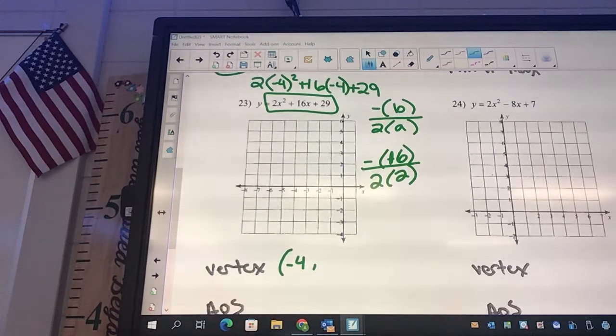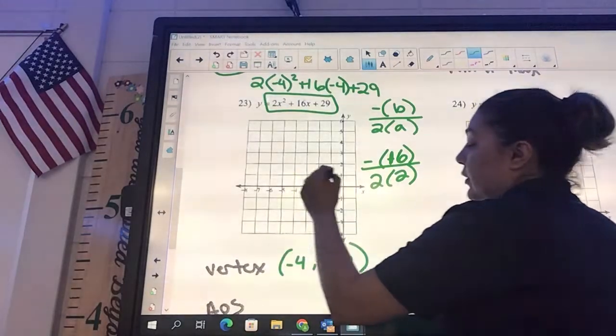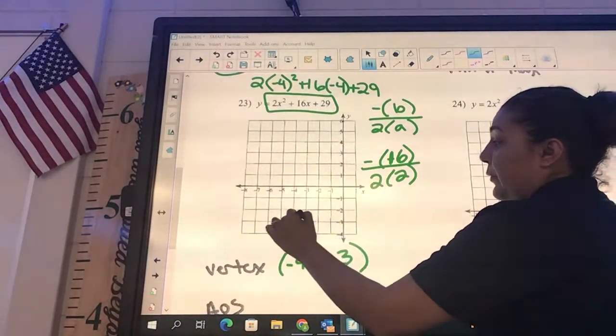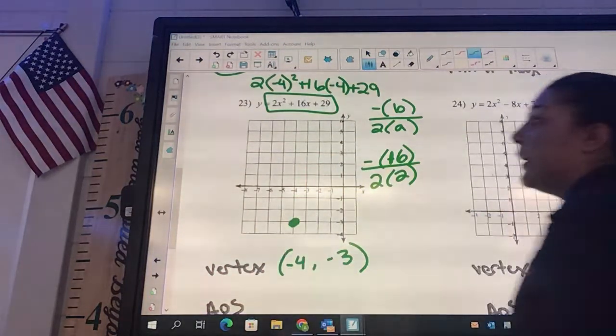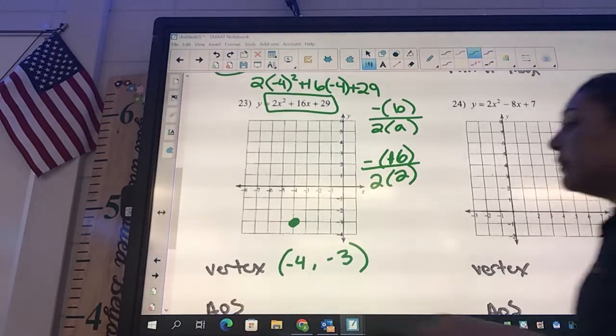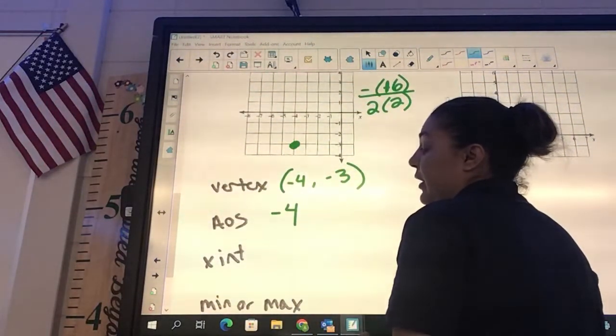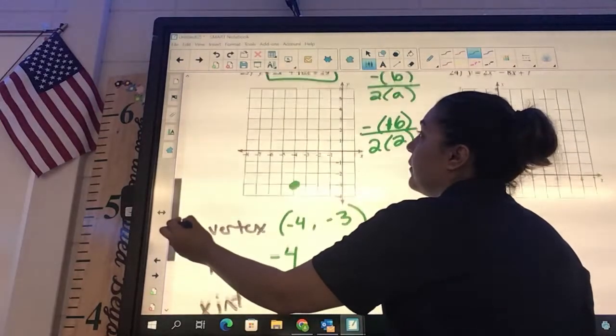What'd you guys get? -3? Okay, so you're going to go to -4, -3, and that's going to be your first stop. Does A equal 1 or not? No, so you're going to just do the 3 points. Okay, what is your axis of symmetry? -4. X-intercept. Oh, I got to graph it.